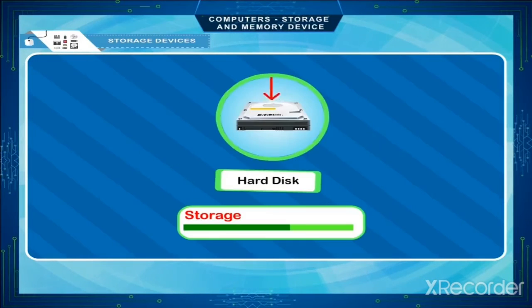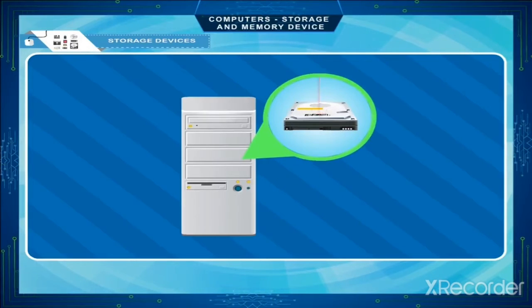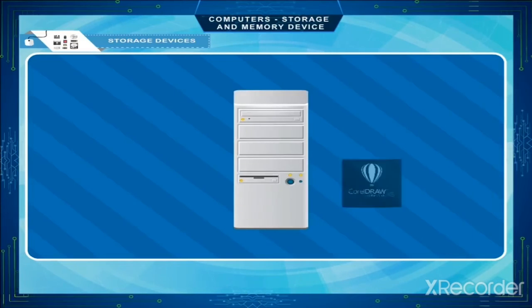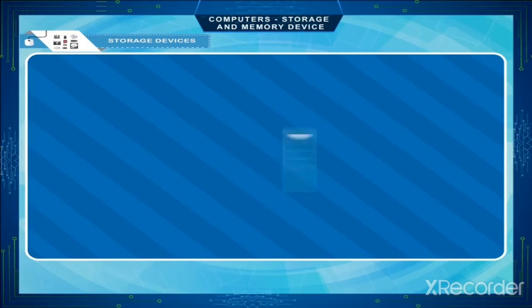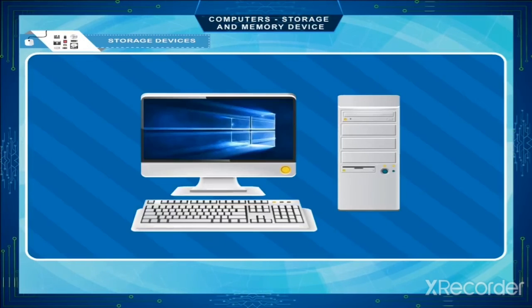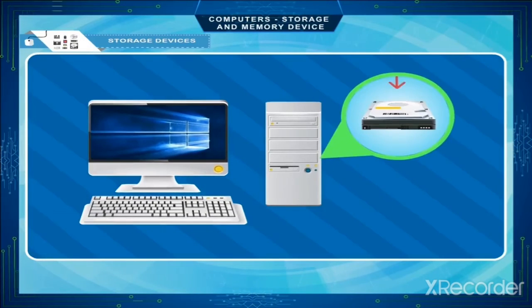Hard disk. It is a high-capacity storage device that is fixed inside the computer cabinet and contains all the software and data. The operating system remains on the hard disk only and gets loaded in the computer's memory when you switch on the computer. It is an essential part of the computer.